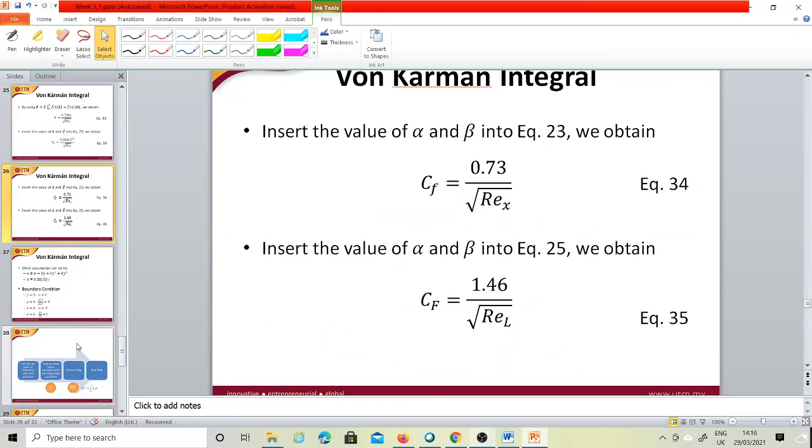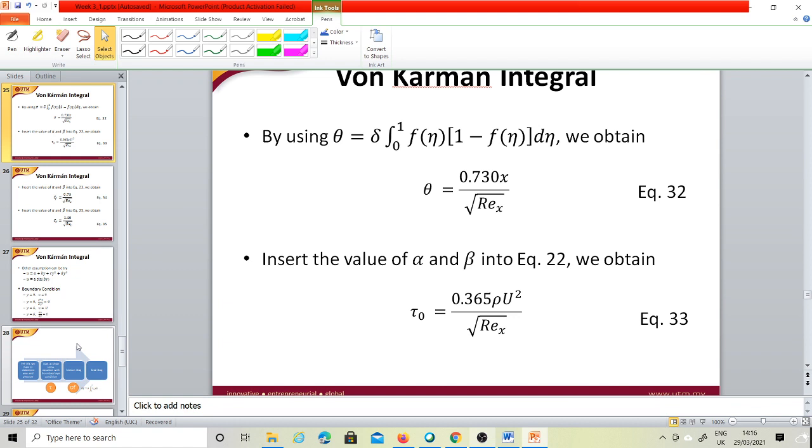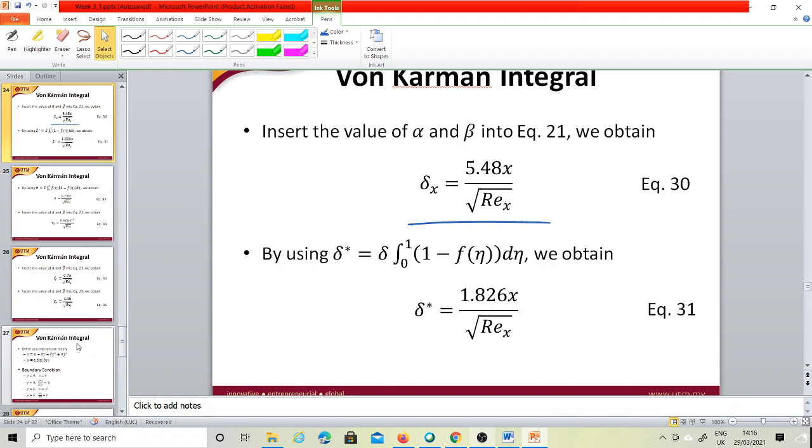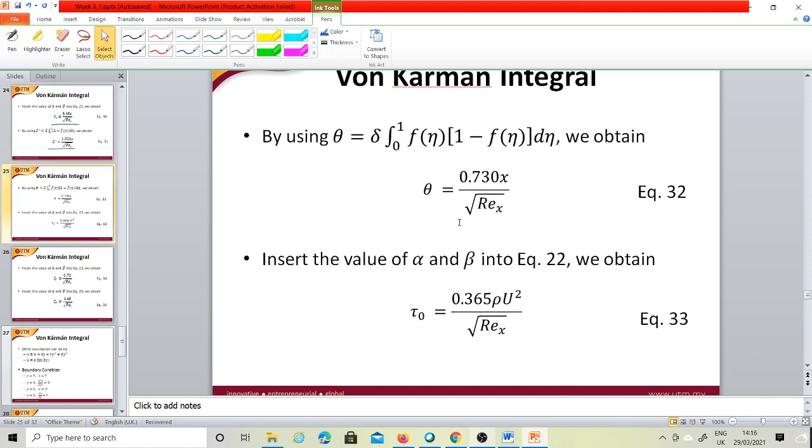Okay, similarly, just continue and put the value of alpha and beta. Beta is actually 2, right, and your alpha is 2 by 15, so just put the values. You will get the displacement thickness, the momentum thickness, and you will also get the stress, that is, the wall shear stress. So these are the forms of equations using the von Karman equation.